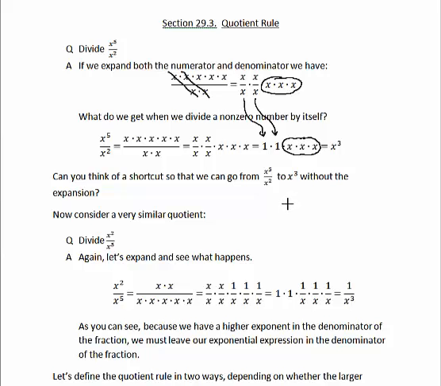So how can we do that without going through all of this expansion? In other words, how is 3 related to a 5 and a 2? Well, it's simple. 5 minus 2 equals 3. Okay. For every x on the bottom, we cancel 1 out on the top. We subtract it. So what we get is an x to the third.